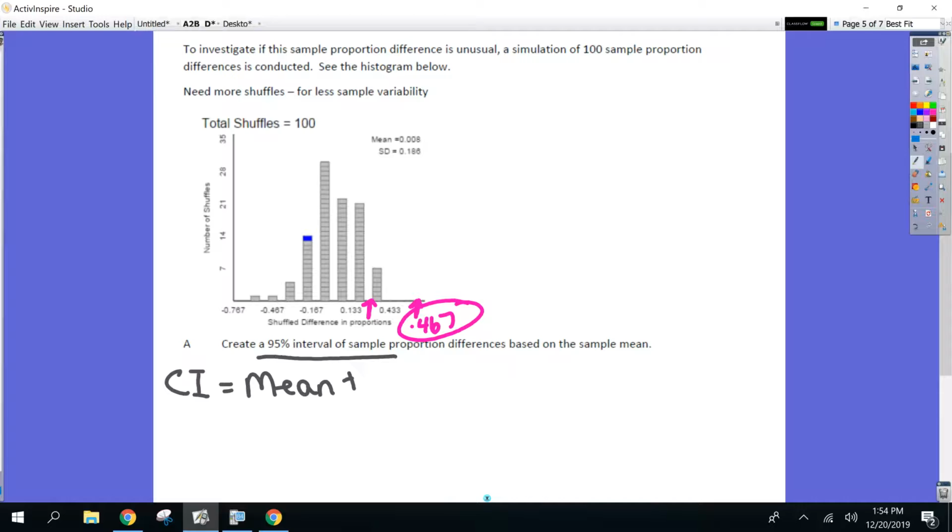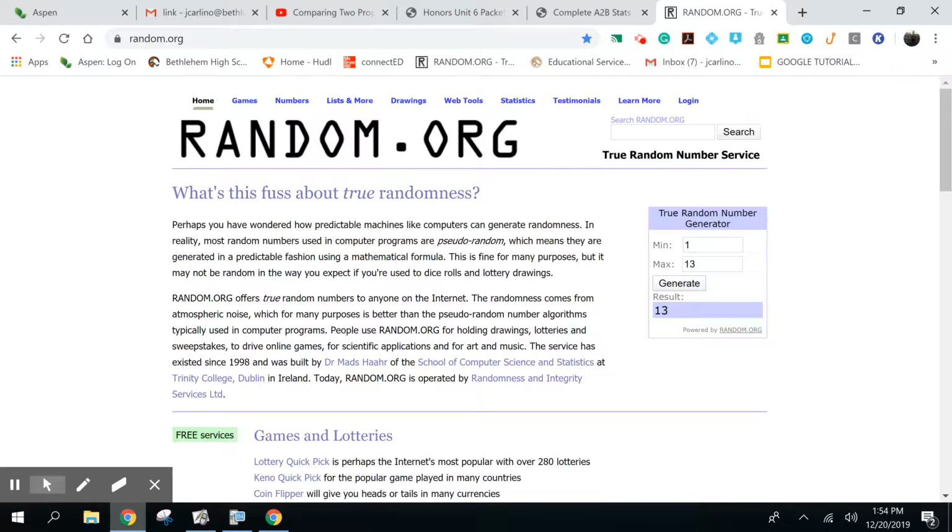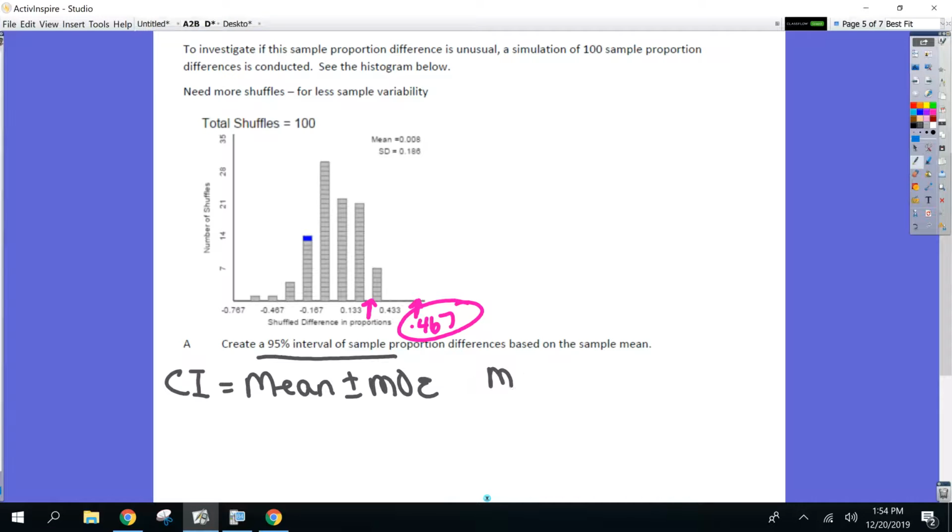Mean plus or minus margin of error. Yep. Okay, need somebody else. How did I find margin of error yesterday? Yep. Plus or minus 2 times standard deviation. Okay. So here we go. Find that confidence interval. And then I'll show you how you can tell if it's unusual or not.